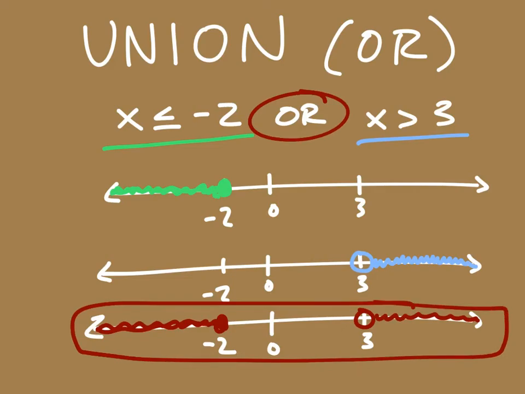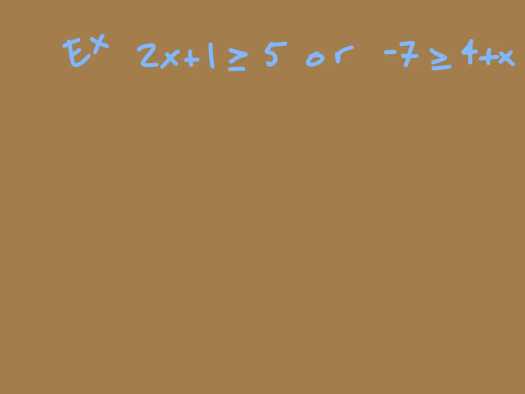Now, there's no special way of writing our inequalities. We simply use the word or, okay? On this example, what you have is one inequality or another inequality, okay? And we want to solve both and then graph them on the same graph. So let's go ahead and do that. Let's just solve this one as we see it.